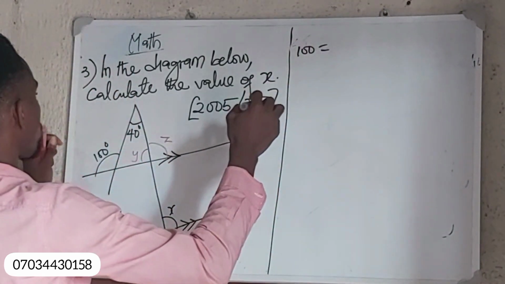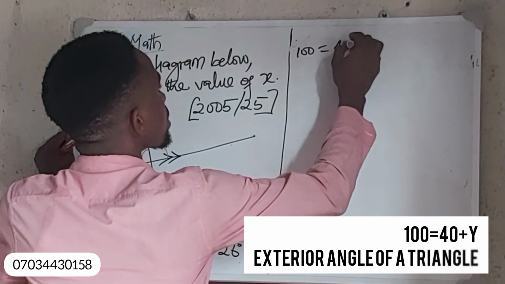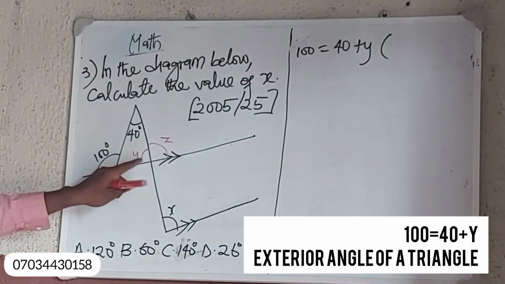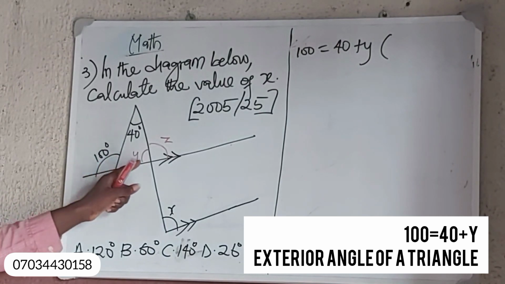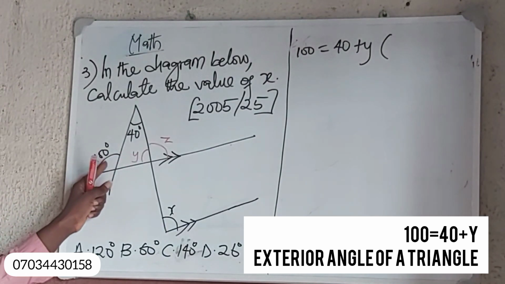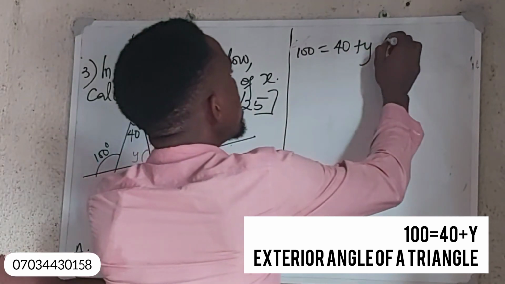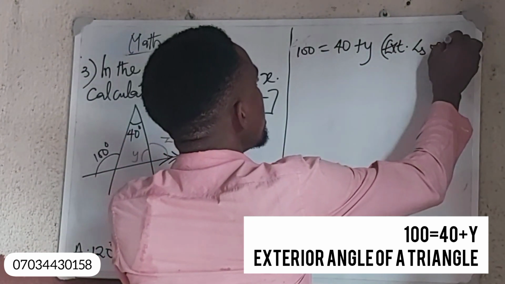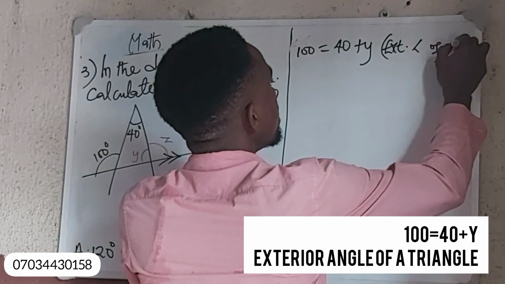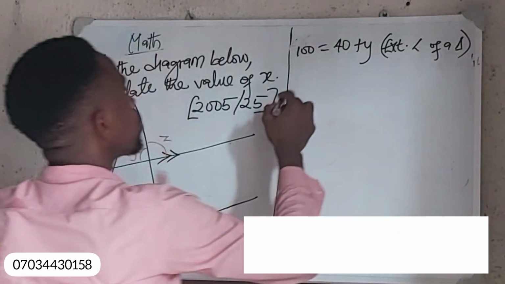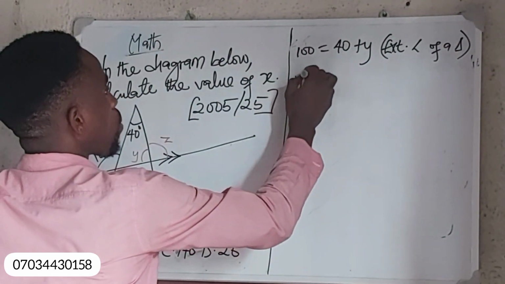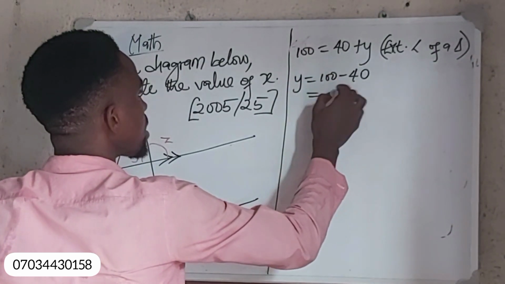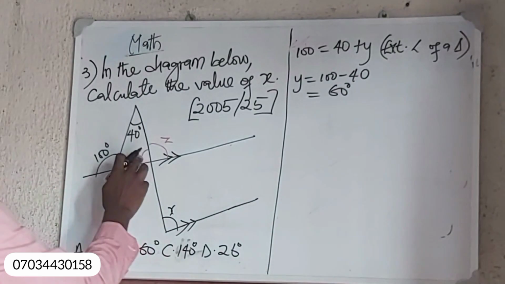100 is equal to 40 plus y, and the reason is because 40 and y are interior angles to this one. 100 is the exterior angle to them, so we can say exterior angles of a triangle. So when we subtract, we have that y is equal to 100 minus 40, and that is 60 degrees. So y is 60 degrees.